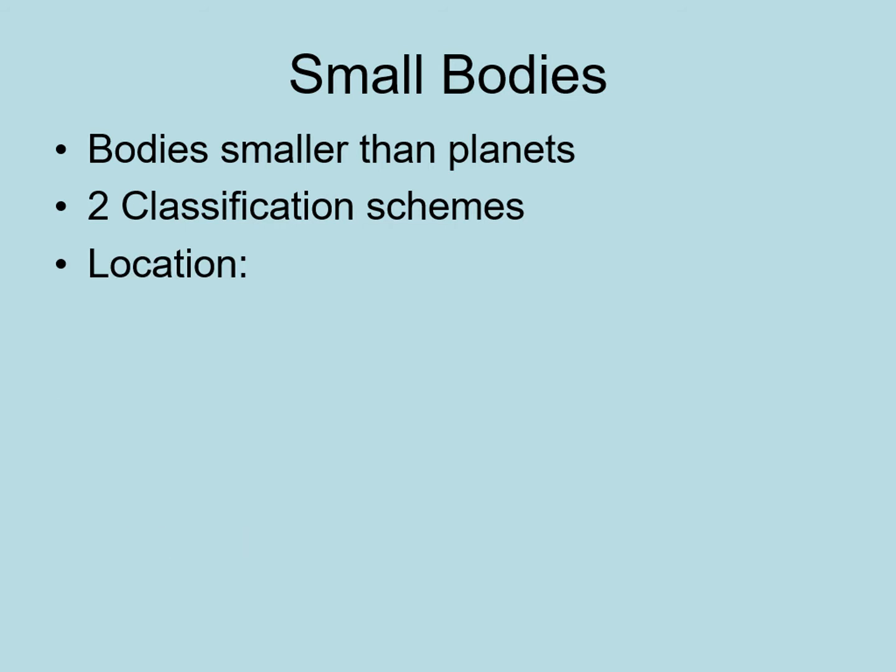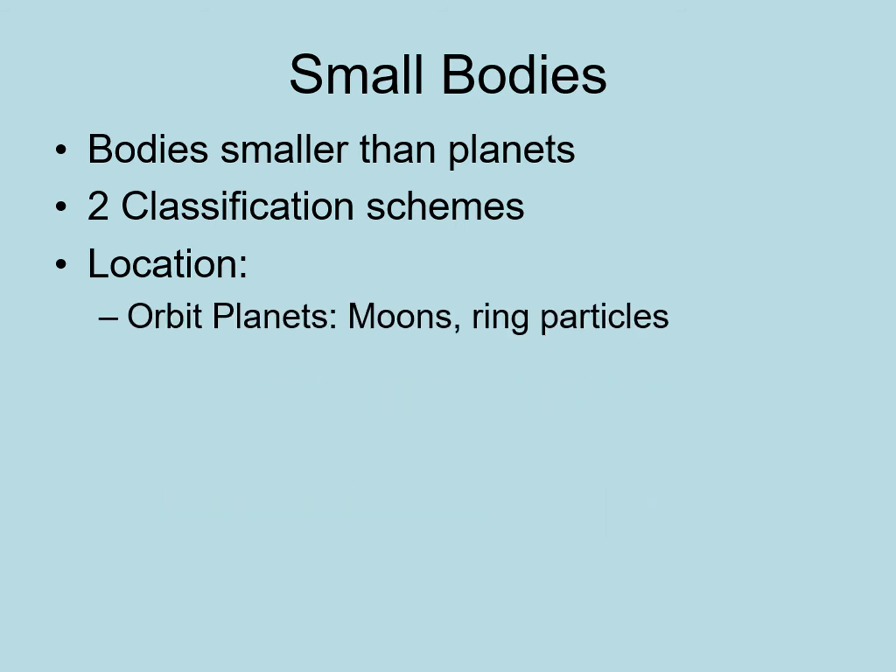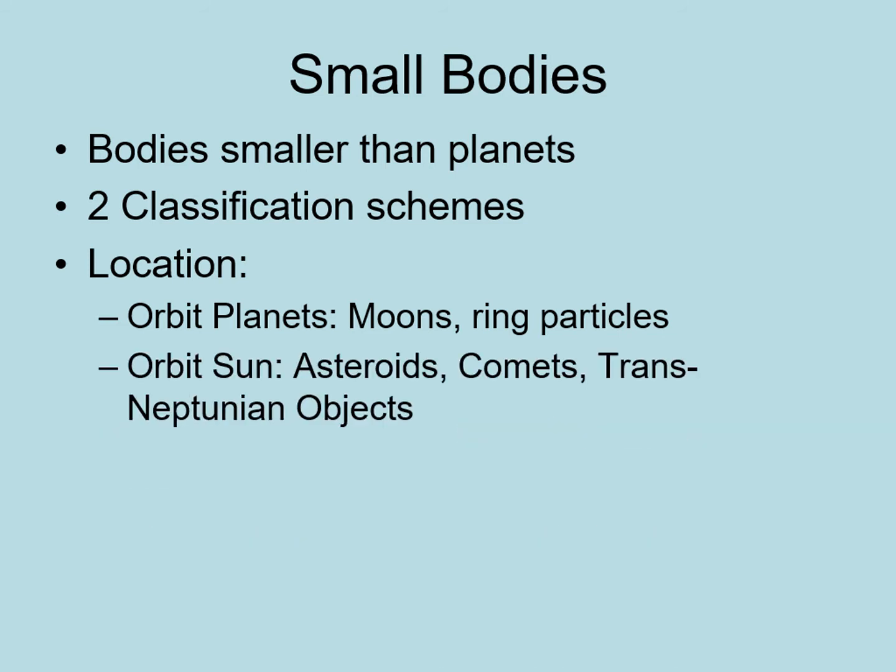The first of these is based on location. Depending on where something is, we give it a different name. So small bodies orbiting planets include moons and ring particles. Small bodies orbiting the Sun include asteroids, comets, and the trans-Neptunian objects in the Kuiper Belt and the Oort cloud. Historically, this approach came first.